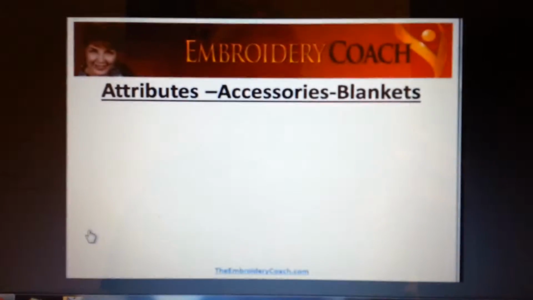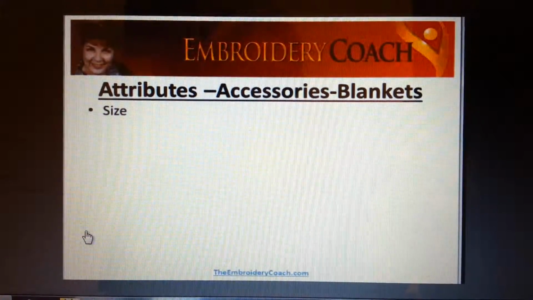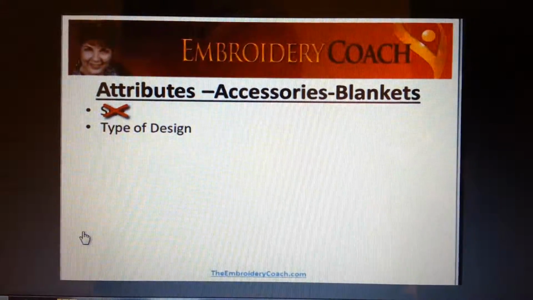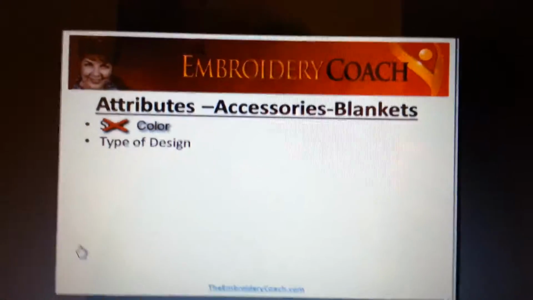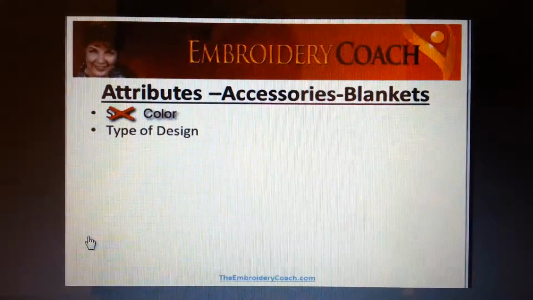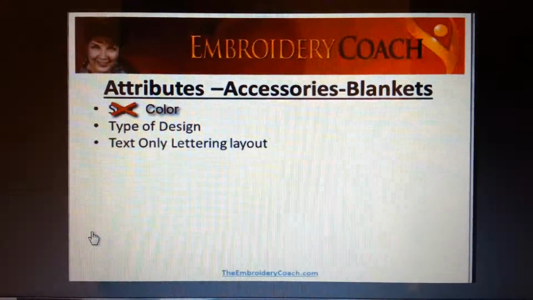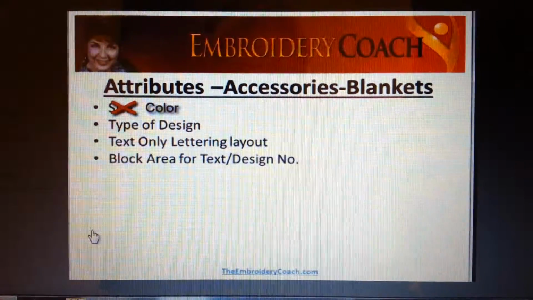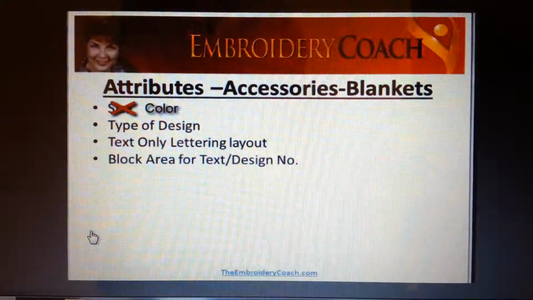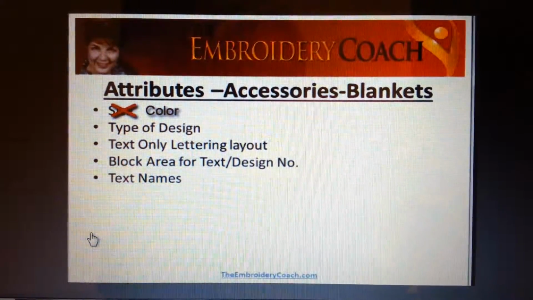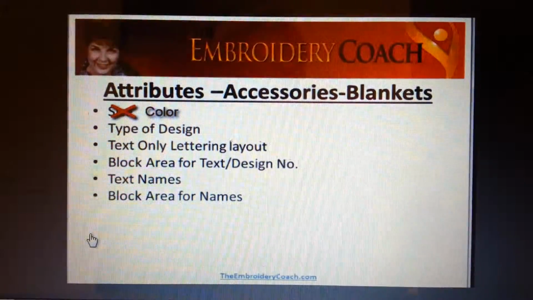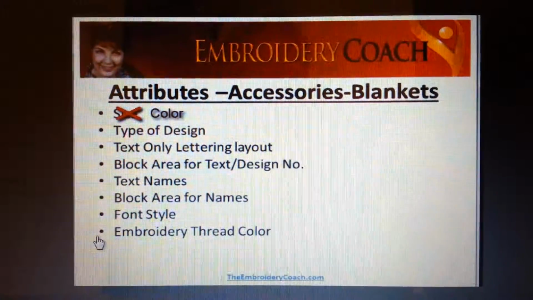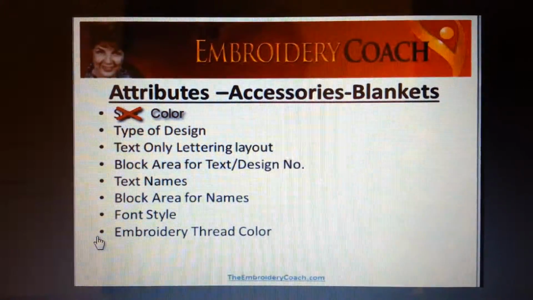Now the attributes for blankets will be the size. No, it's not going to be the size. I made a mistake on that. It's going to be just color, not size. It's going to be the color of the blanket. But they're going to select the type of design, the text-only lettering layout if they want just lettering, a block area for the text or design number, the text names if they want a name, and the block area for the names, the font style, and the thread color. So each one of these are just slightly different.